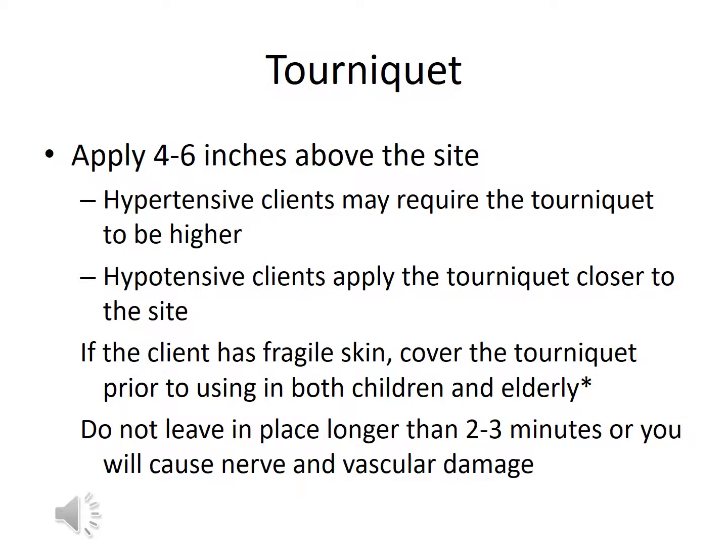When using the tourniquet, you want to apply it 4 to 6 inches above the site. In hypertensive patients, or patients with high blood pressure, you may require the tourniquet to be placed even higher. In hypotensive patients, or patients with low blood pressure, you may have to apply the tourniquet closer to the site. If the client has fragile skin, please take a washcloth and cover the tourniquet prior to using it in both children and elderly. This prevents pinching and tearing of the skin. Do not leave the tourniquet in place longer than 2 minutes, or you can cause nerve and tissue damage.